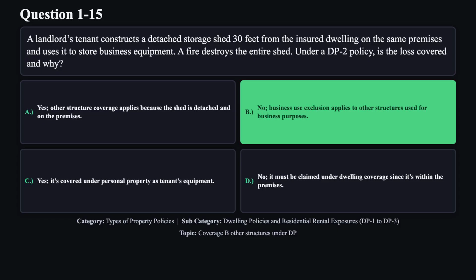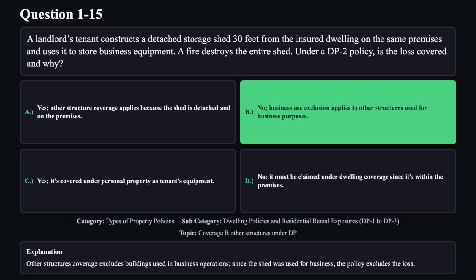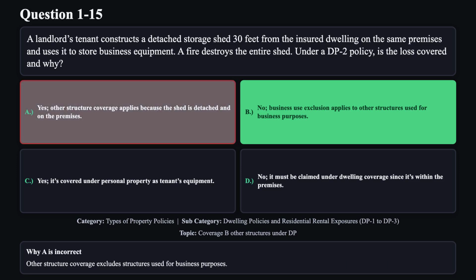The correct answer is B. Other structures coverage excludes buildings used in business operations. Since the shed was used for business, the policy excludes the loss. Reason A is not correct. Other structure coverage excludes structures used for business purposes.